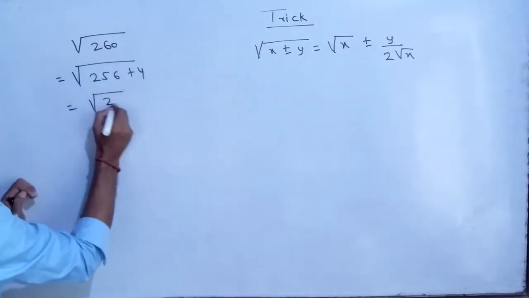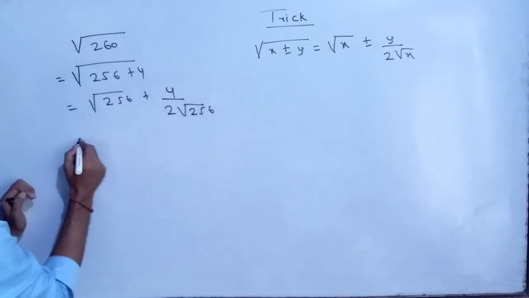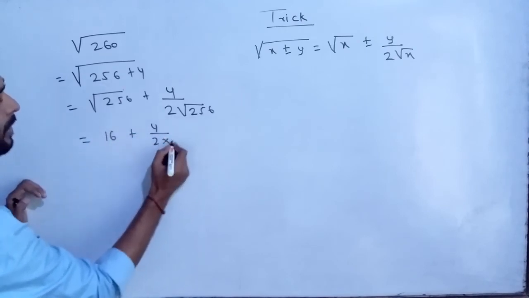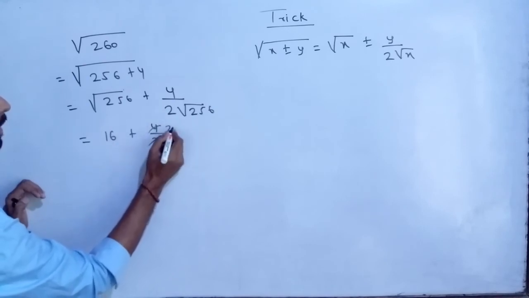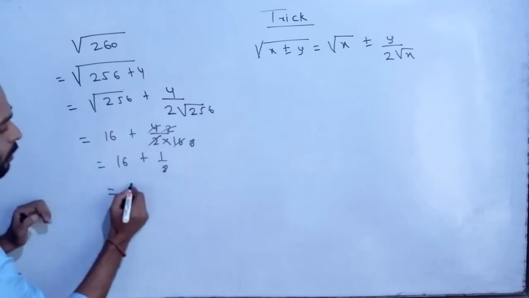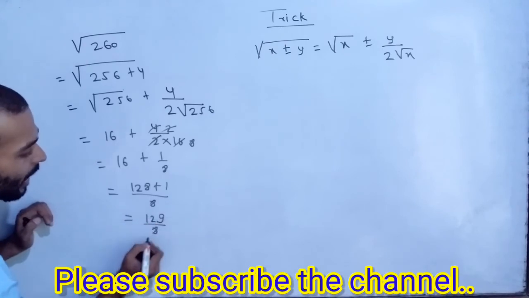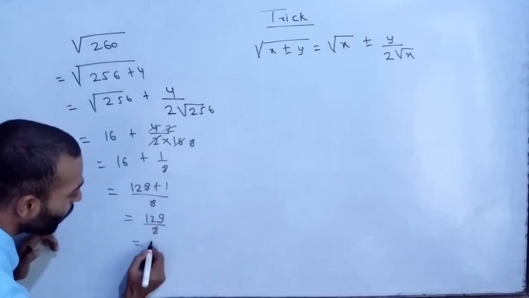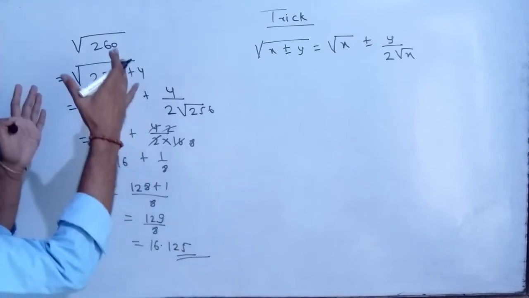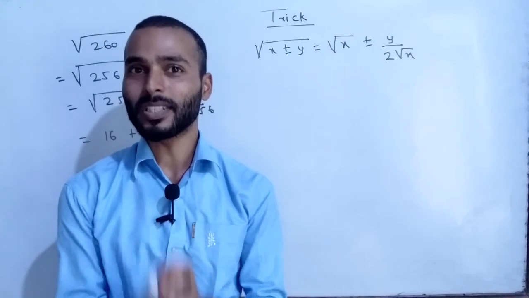So our formula is root x plus y by 2 root x, that is root 256, and root 256 equals 16, plus 4 by 2 into 16. Now 2 fours are 8 and 2 eights are 16, so it can be written as 16 plus 1 by 8. 16 into 8 equals 128, plus 1 by 8 equals 129 by 8, and our answer will be 16.125 in decimal. So you can solve this problem within 5 or 10 seconds without using the calculator.